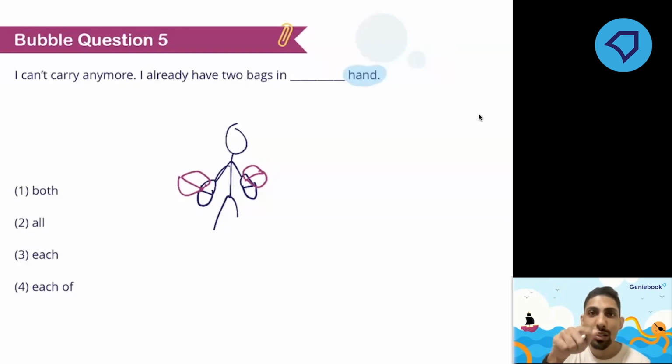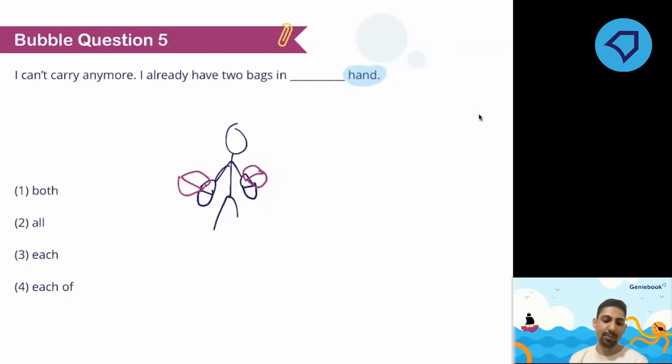Each is singular. We are referring to the right hand first and then the left hand, or the left hand first and the right hand. Like somebody pointed out, each of works differently. If you want to say each of, then you have to group it up. Then it becomes what? Hands. Each of my hands.